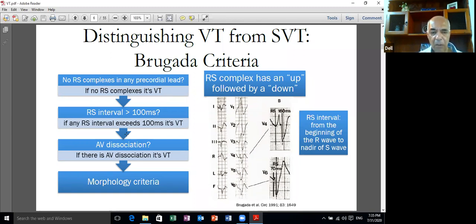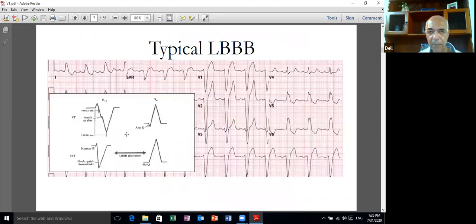If not, then you go to the morphologic criteria, which I will detail in the subsequent slide. You look at V1 for the typical left bundle branch block pattern or the right bundle branch block pattern. If you look at the square in the left lower corner, the lower panel will show how the typical left bundle branch block pattern reveals itself.